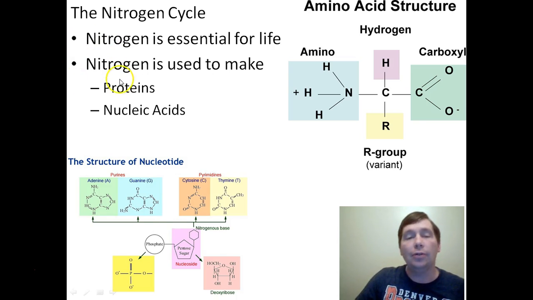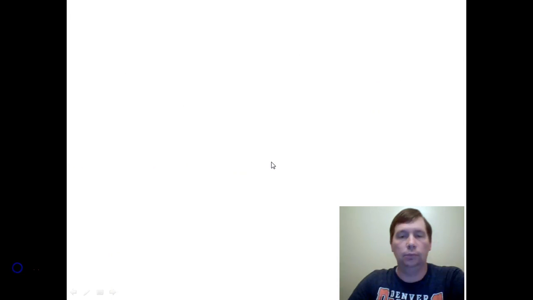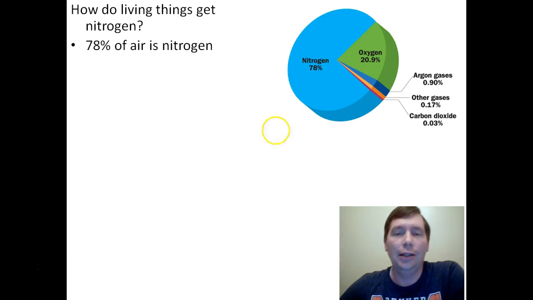So without nitrogen, we could not make proteins, we could not make nucleic acids, and without these 2 very important macromolecules, we can't have living things. So if all living things require nitrogen, the question then comes up, how do living things get nitrogen? Well, the good news is that nitrogen is not hard to find.